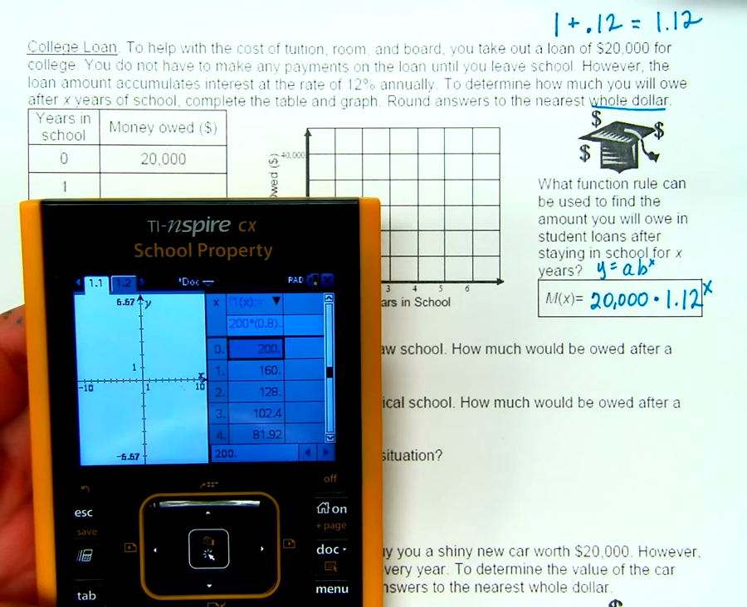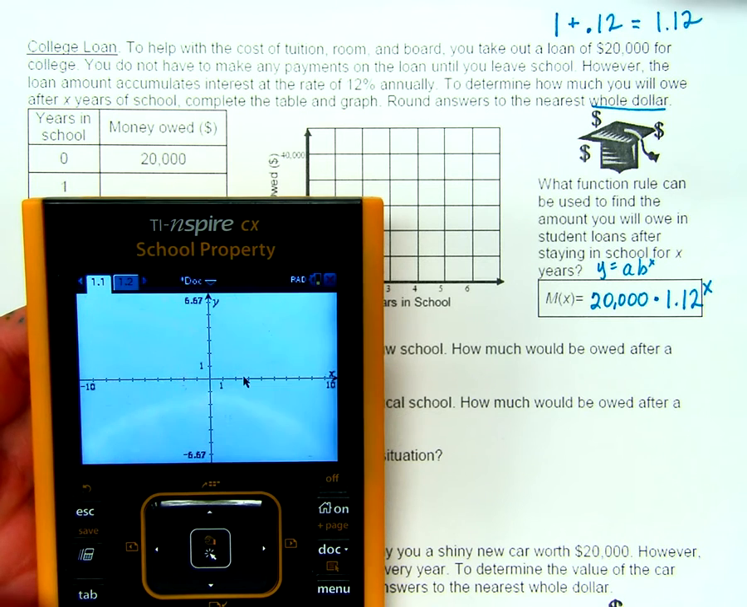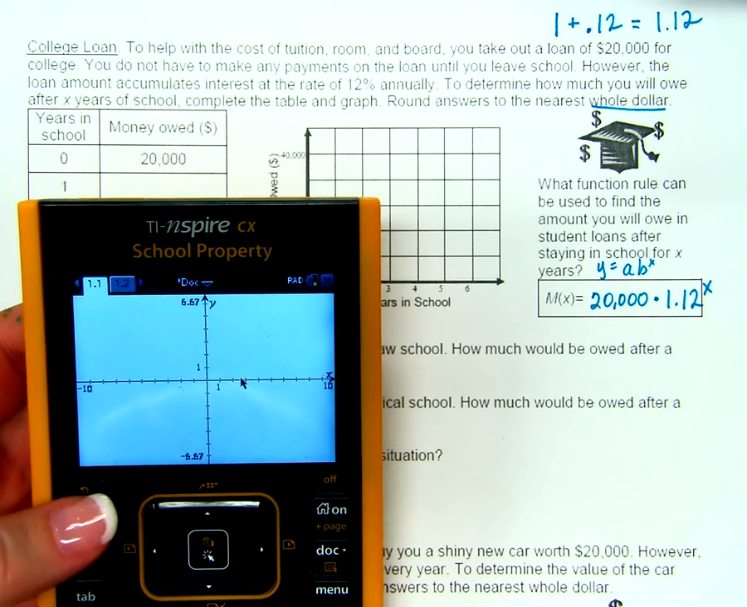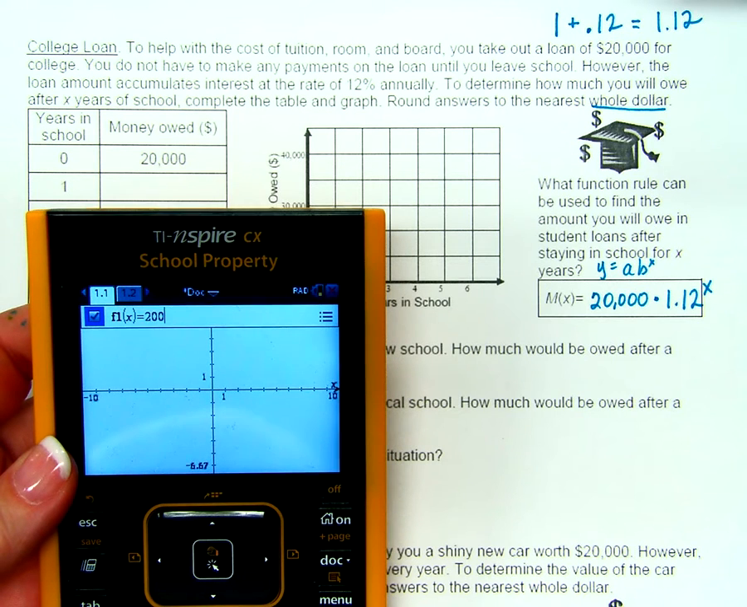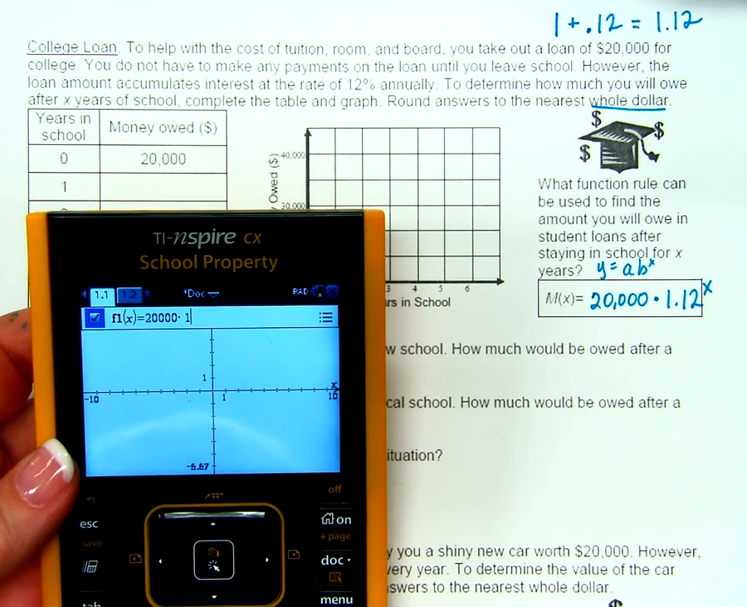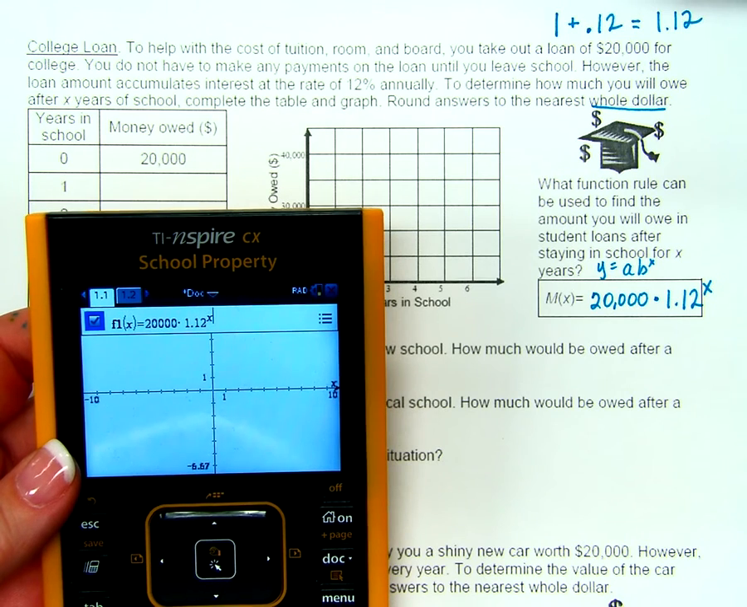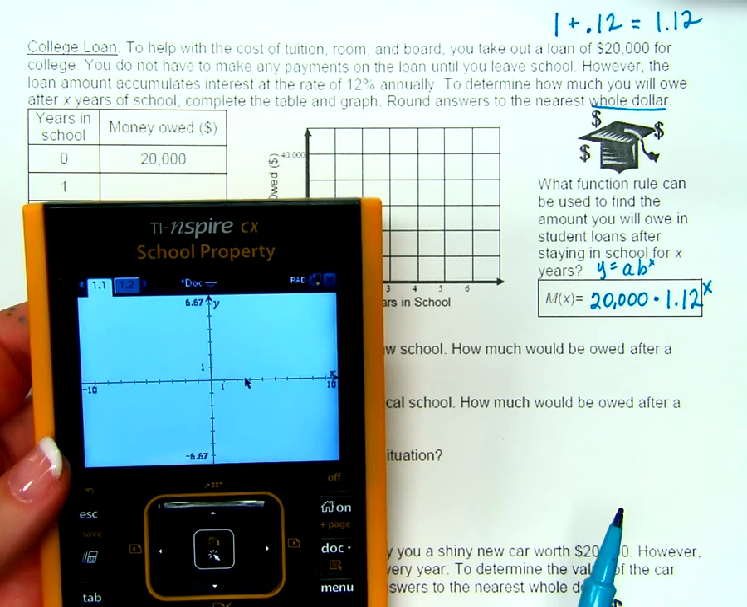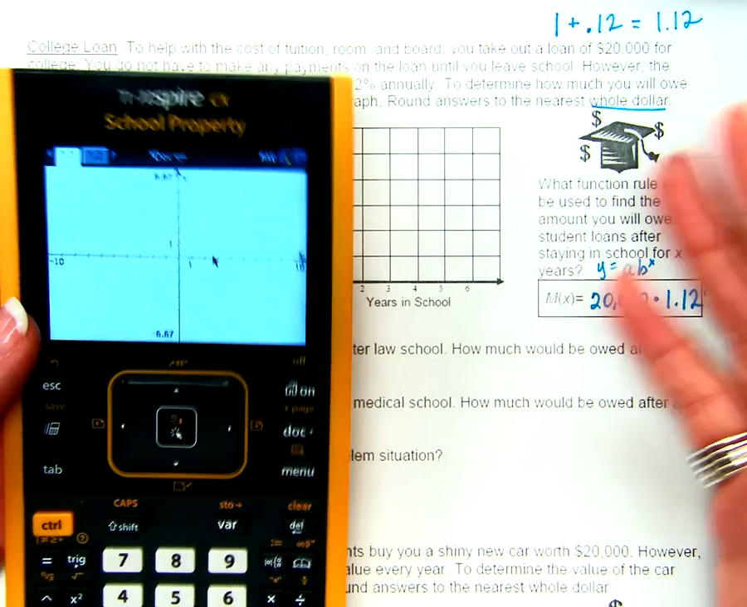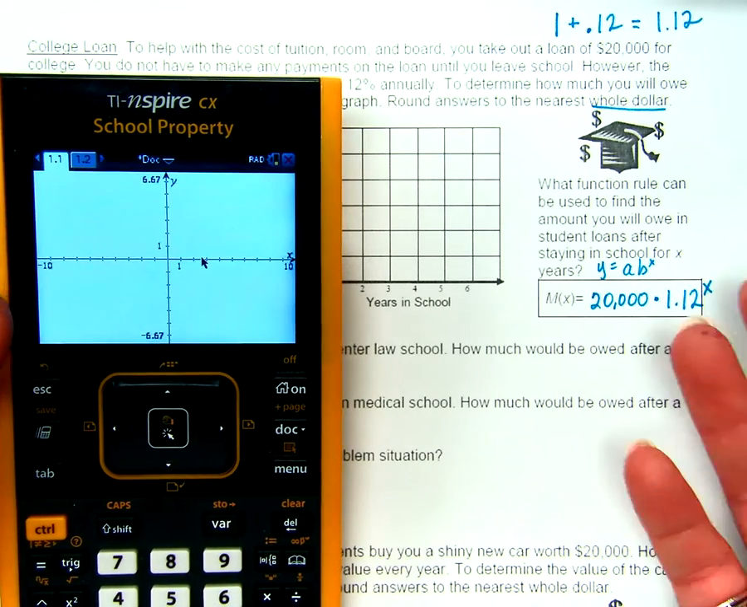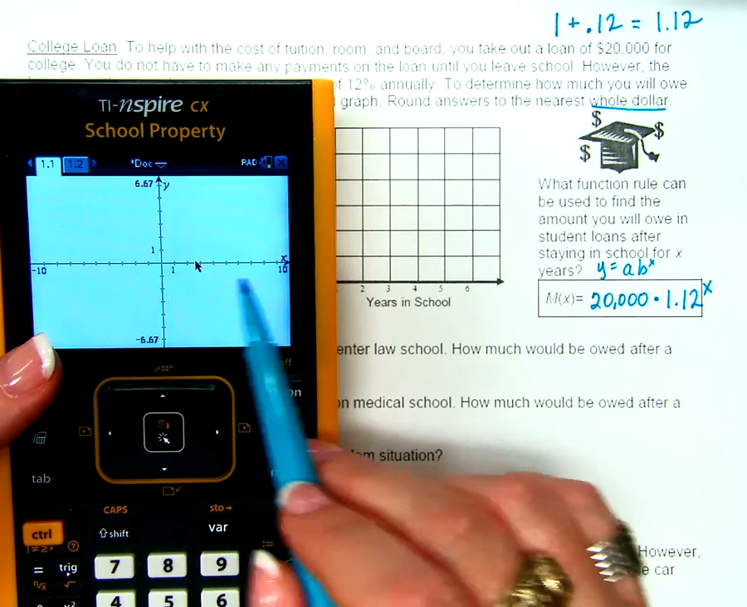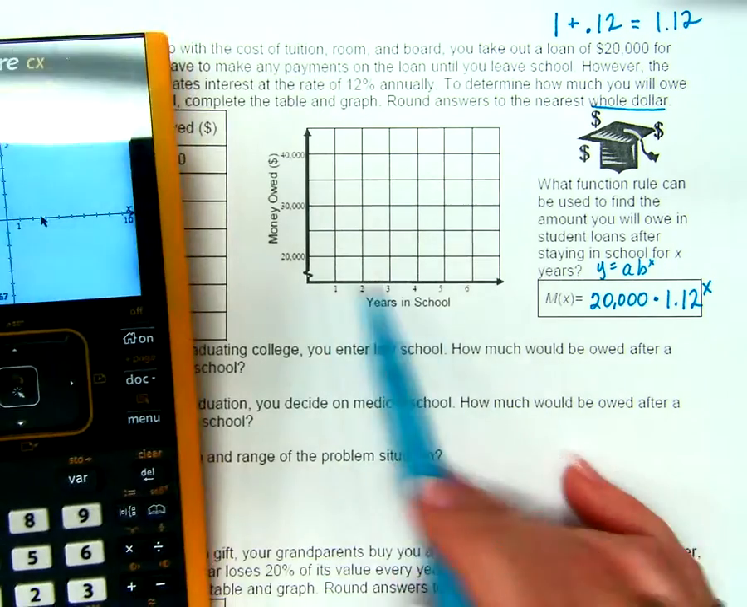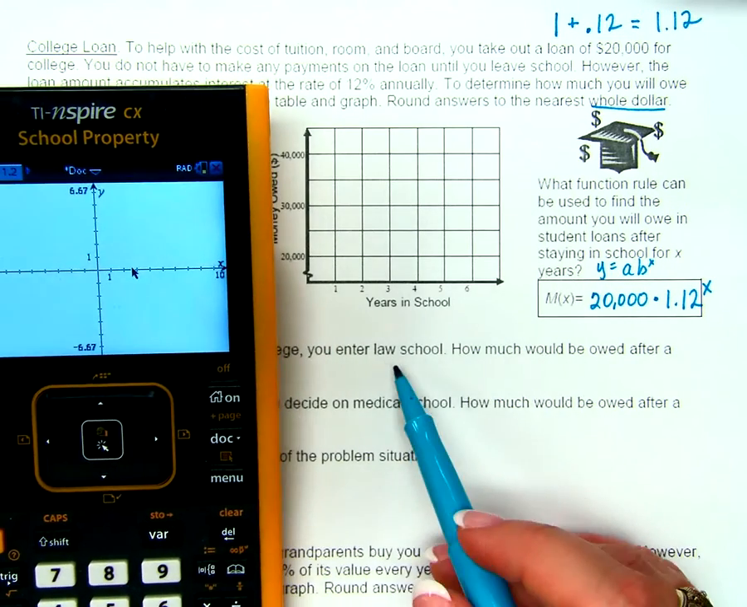Okay. Control T. Tab. $20,000 times 1.12 raised to the x power. Okay, so here's the deal. I put it in to look at the graph and copy my graph, and it's broken. Is there anything wrong with my x-axis? It goes to 10. This only goes to 6. It should be fine, right?